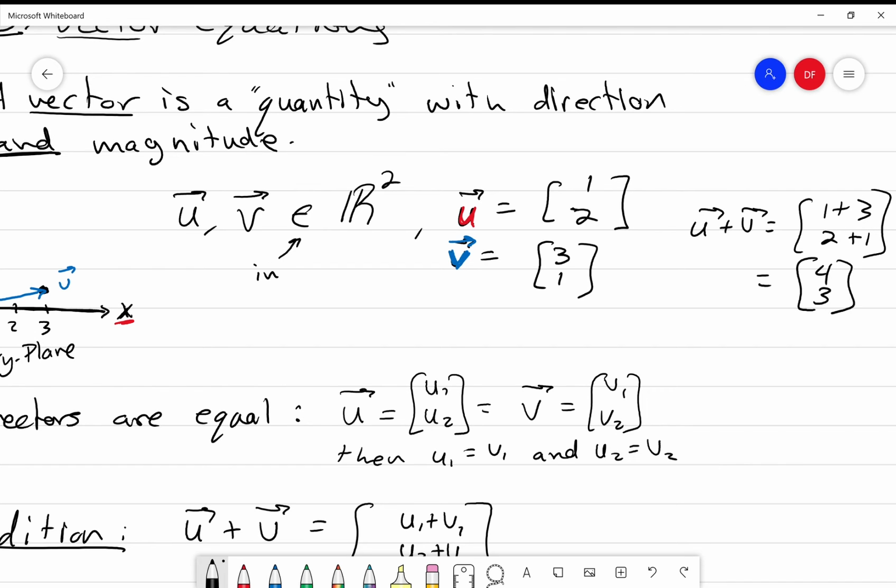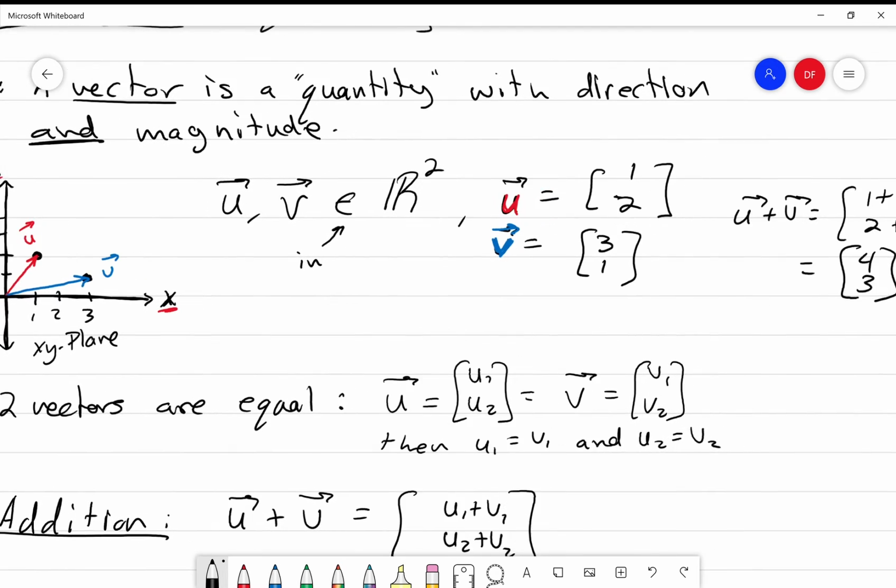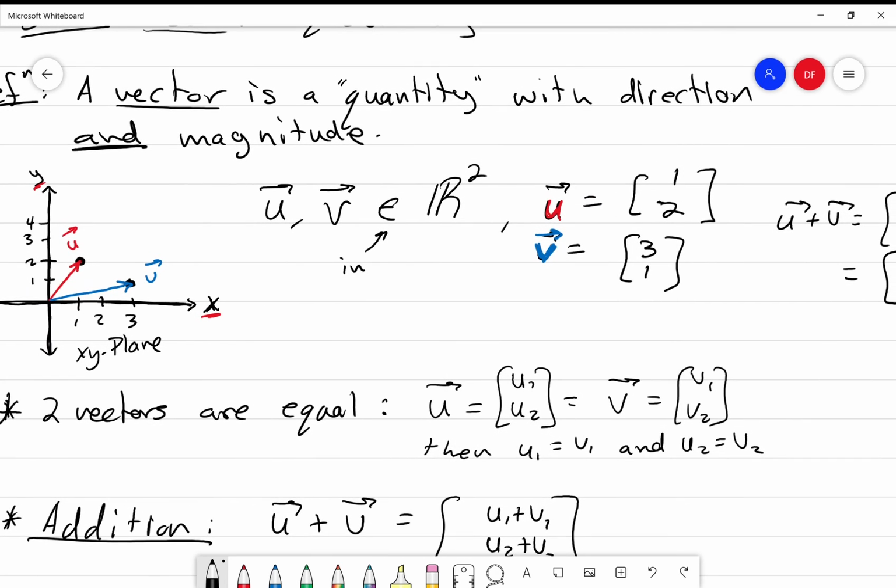Okay, so let's graph that. I would have 4, 1, 2, 3, 3. So u plus v would be right here.